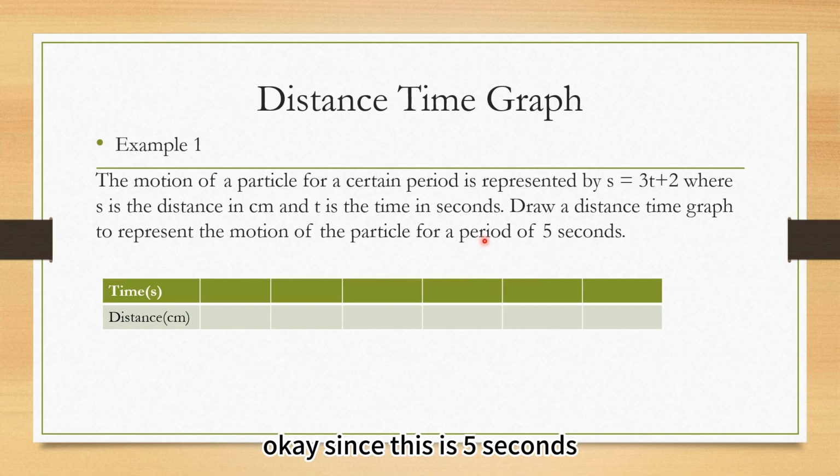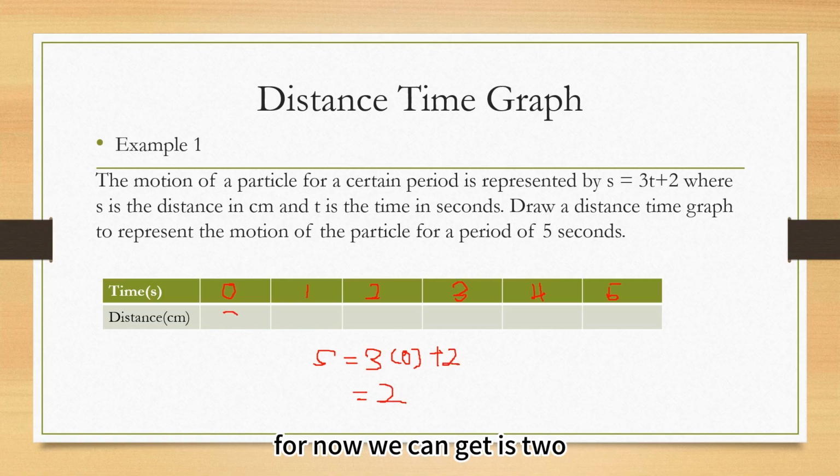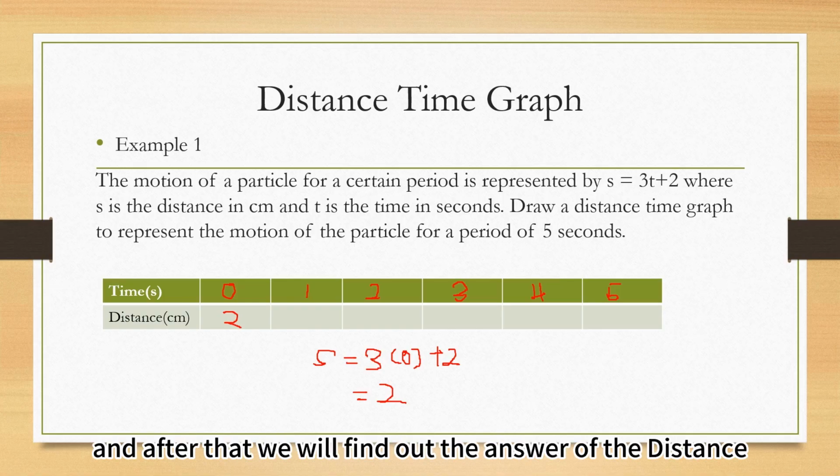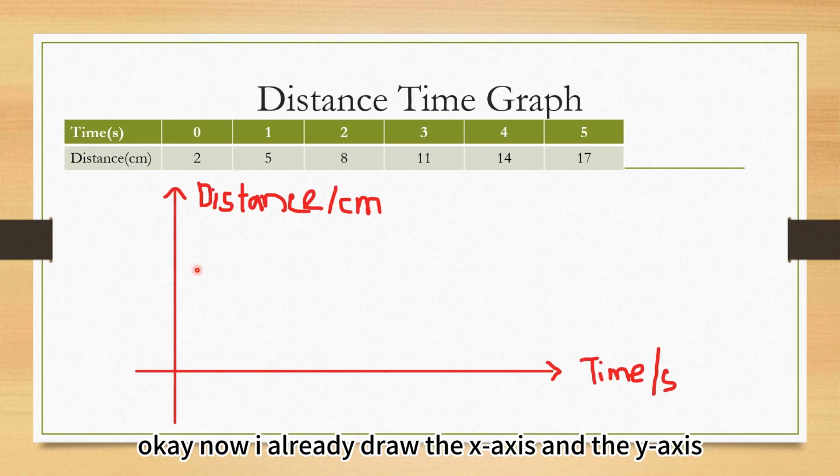Since this is 5 seconds, let's write down the time first, from 0 until 5: 1, 2, 3, 4, 5. How do we find the distance? We just need to substitute the 0 into this equation. So S is equal to, we sub 0 inside, 0 plus 2, so we get 2. We repeat the process, and after that we will find the distances: 2, 5, 8, 11, 14, and 17.